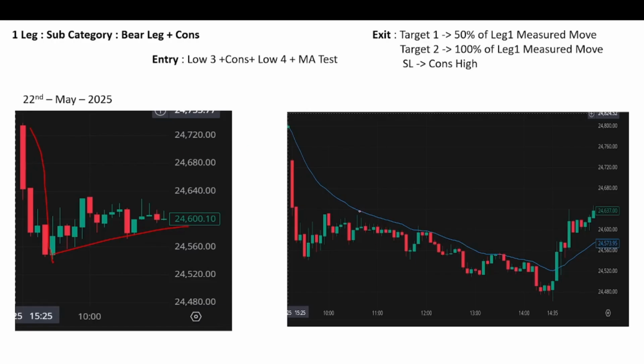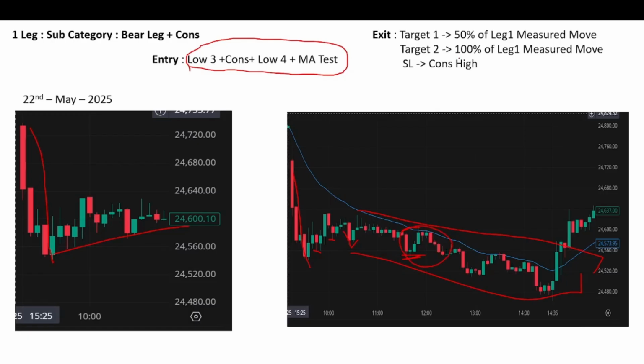On 22nd May also, the opening contained leg 1 and consolidation. You can see pretty much the same has happened. We got the continuation in the form of a bear channel. So here also low 3. If you consider this as the low of your day, this is low 1, this is low 2, this is low 3. It's okay if you had entered here. You can also enter on the low 4 and MA test.